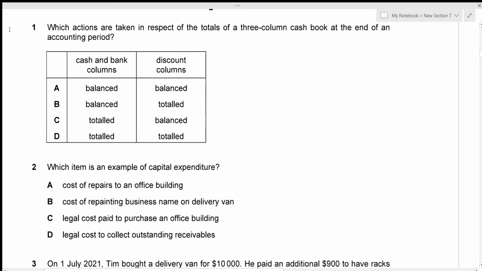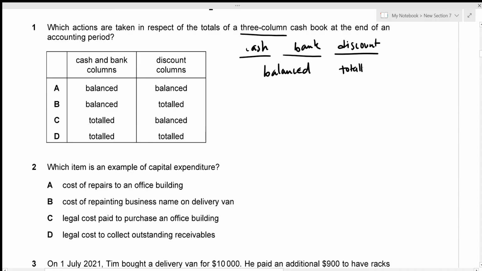Which actions are taken in respect of the totals of a 3-column cash book at the end of an accounting period? So we know that the 3-column cash book consists of a cash column, a bank column, and a discount column. And we need to figure out whether the cash, bank, and discount columns are balanced or totaled. So we know that two of these columns, cash and bank, are always balanced. And the third remaining column, the discount column, is always totaled. And this is given in option B. So that's our answer.